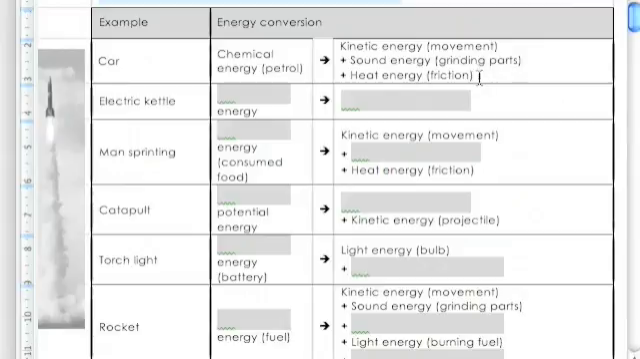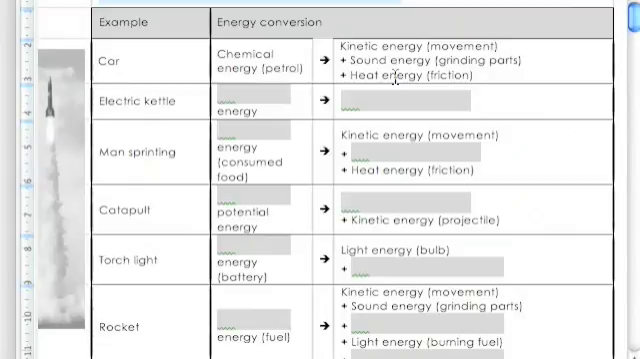Friction causes the grinding parts to heat up, and the engine, if you touch it at the end of the trip, it will always be warm. So this heat energy is really wasted energy. It's like a byproduct. The whole intention of the car is to move people from one place to another. Sound energy and heat energy are the byproducts. You don't need it, but it has to be there. So basically, it's wasted energy.